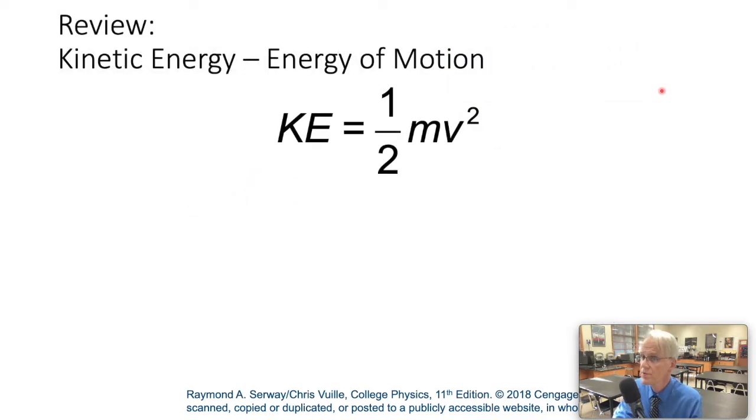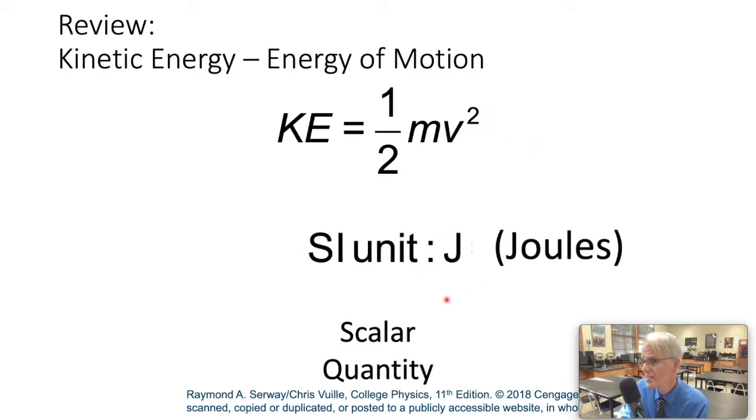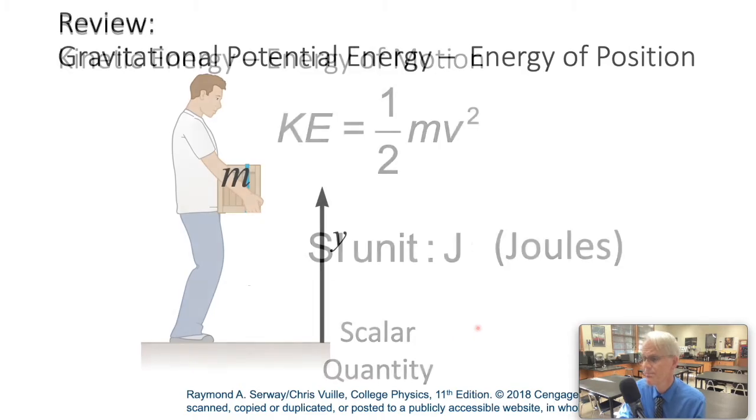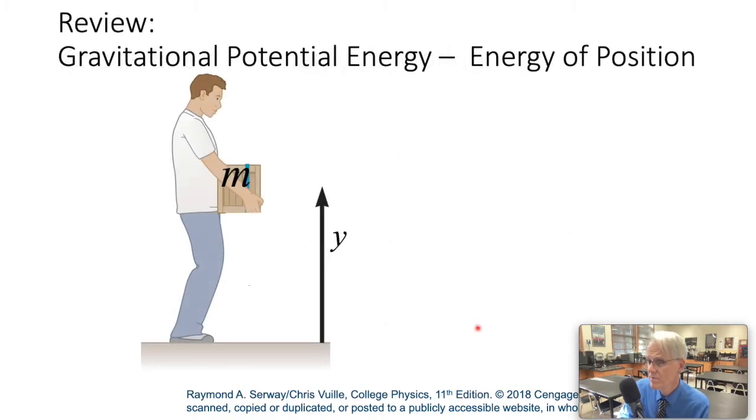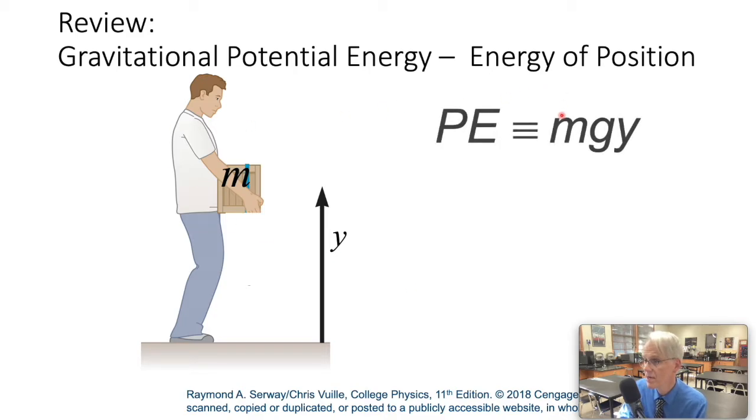Let's do a quick review of our conservation of energy, looking at kinetic energy and gravitational potential energy. First, kinetic energy is the energy of motion. It is 1/2 the mass times the velocity squared. Our units are a joule. Remember, energy is a scalar quantity. Our second type of mechanical energy is gravitational potential energy, the energy of position.